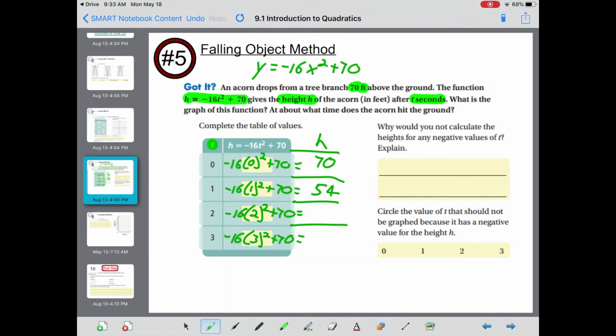2 squared is 4, times negative 16. Negative 16 times 4 gives us negative 64. So 70 minus 64 only gives you 6. So now this is a drastic drop. From 1 second to 2 seconds, this acorn went from 54 feet in the air all the way down to 6. The last one, 3 squared is 9, so negative 16 times 9 is negative 144.